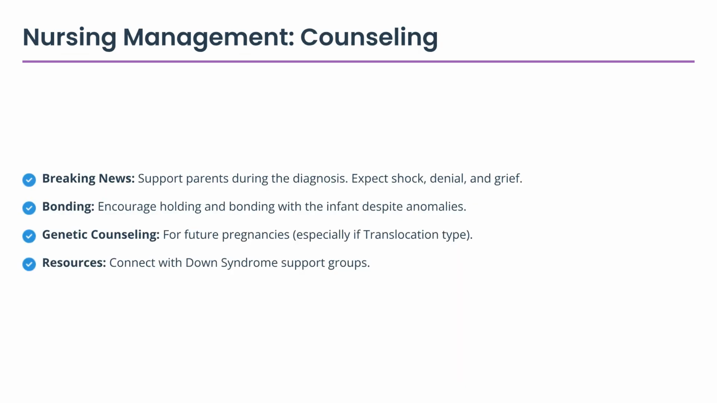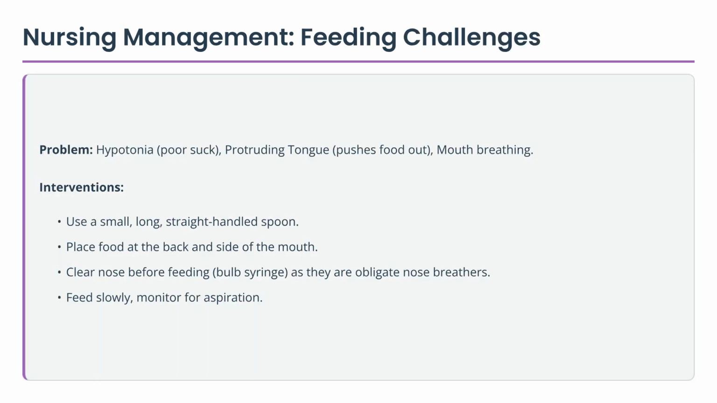Nursing counseling should involve supporting parents through grief and encouraging bonding. Genetic counseling is important, especially if translocation is the cause. To address feeding challenges, place food at the back and side of the mouth. Feed slowly, use long spoons, and clear the nose before feeding due to hypotonia and mouth breathing.